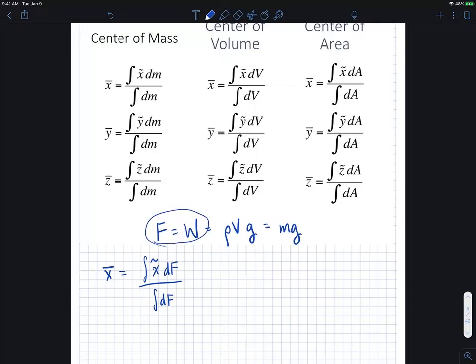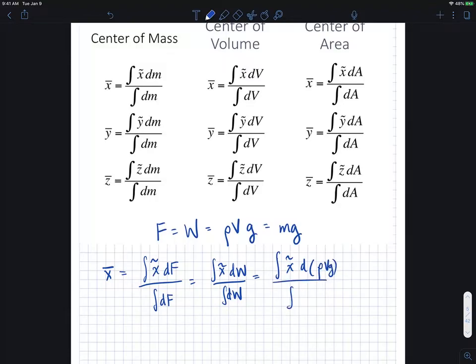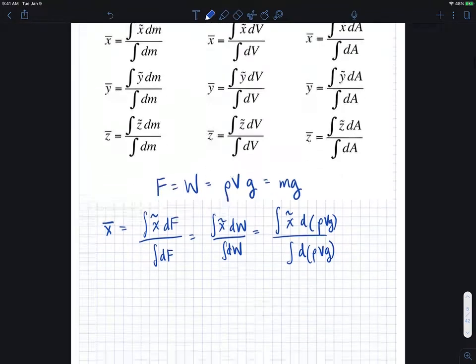Recognizing again here that f equals w. So this is what we just derived up above, right? And so this is the integral of x dw over the integral of dw. Now if we substitute what we have here, we have the integral of x bar, and for dw, I'm going to take the derivative of rho vg, over the integral of the derivative of rho vg. And this again is equal to x bar.